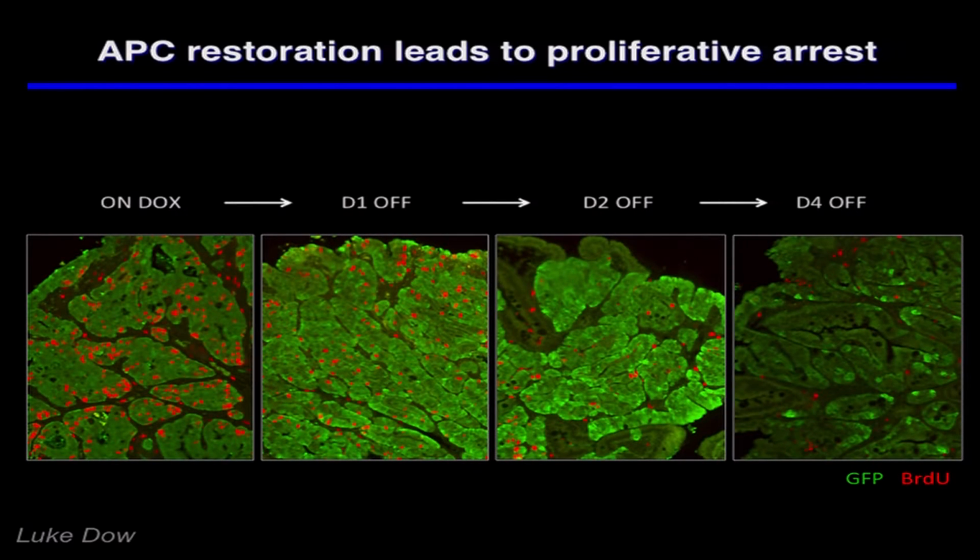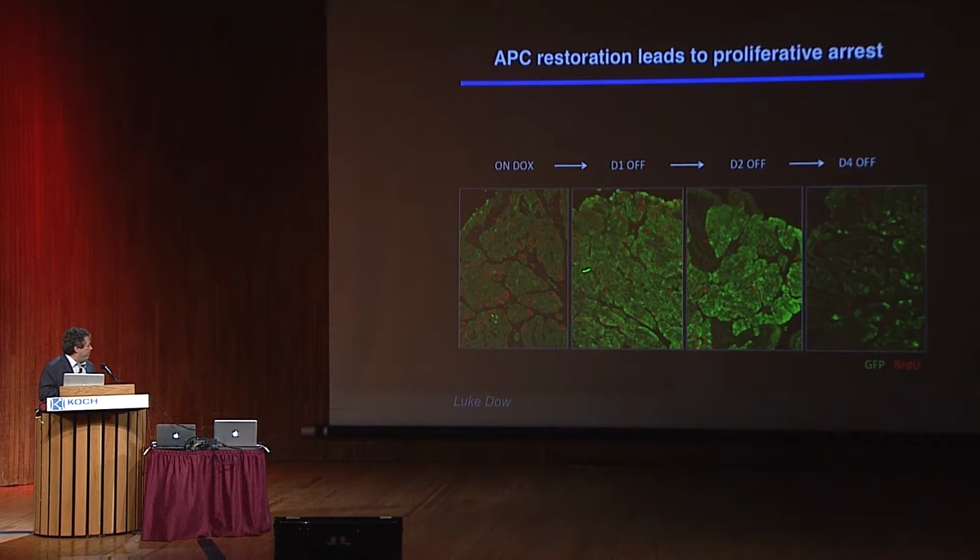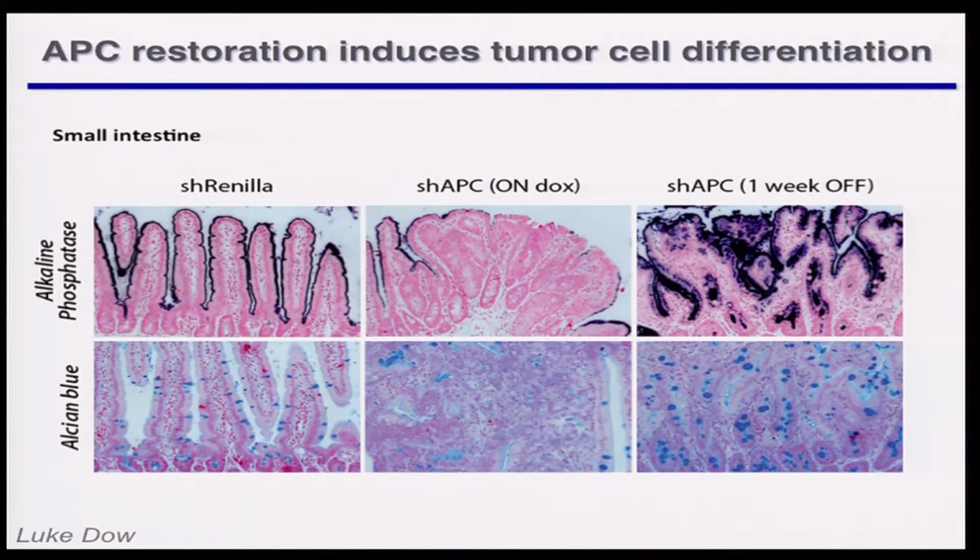So what happens when we turn on APC? Well, the first thing we see in a matter of a day or two is that proliferation in these lesions halts. We can measure that again here by looking at DNA synthesis, BrdU incorporation. Using markers of differentiation, I'll only show you a few examples, we see massive differentiation shortly after reestablishment of APC and a return to tissue homeostasis.